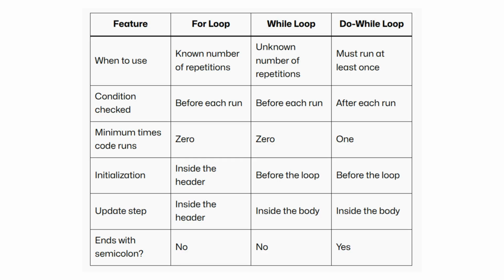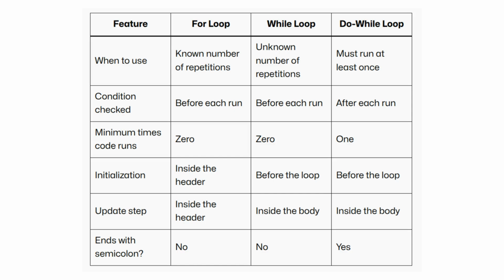Now let's look at initialization. Initialization simply means setting the starting value of your counter or variable. In a for loop, the initialization happens inside the header itself. That's the part in the round brackets. In both the while loop and the do while loop, the initialization is done before the loop starts, outside of it.